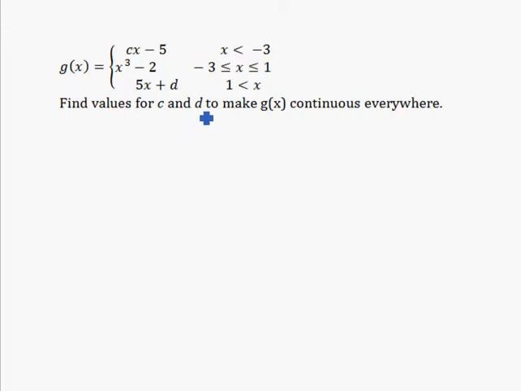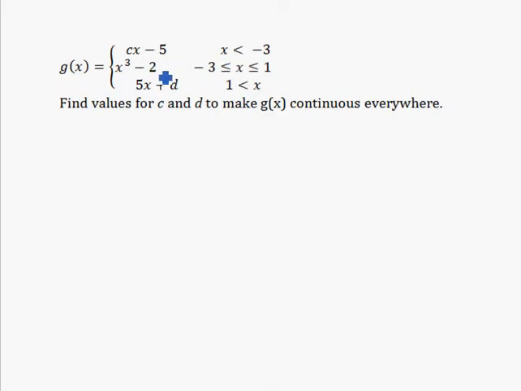If we want this thing to be continuous, the only points we're really worried about it not being continuous are at -3, because that's where this line stops and this cubic function takes over. So we need the cubic function to start at exactly where this line ends, at -3. And then the y value of this cubic when it ends at 1 has to be the same as the y value of this line when it starts at 1. So we really have three pieces here.